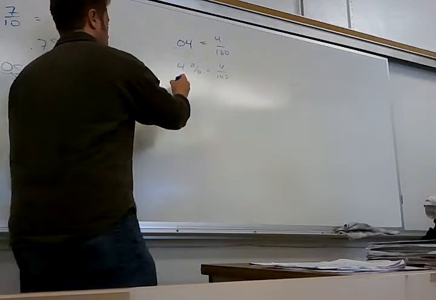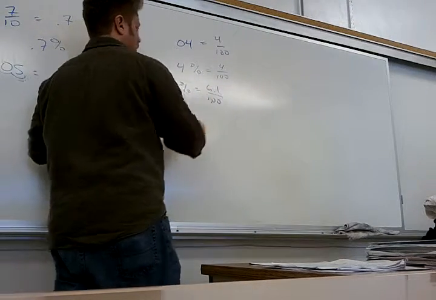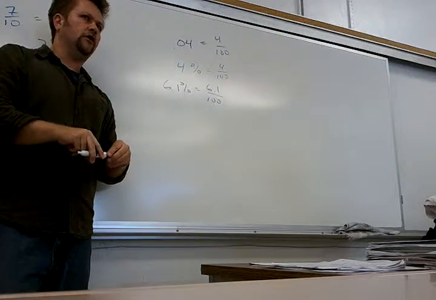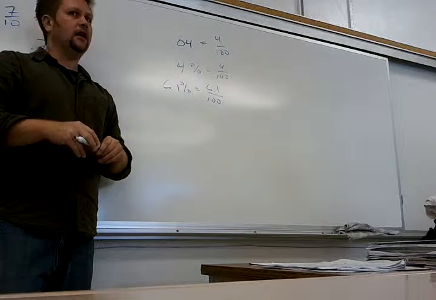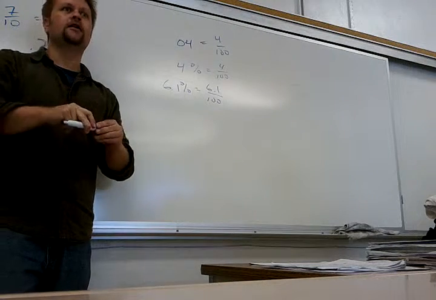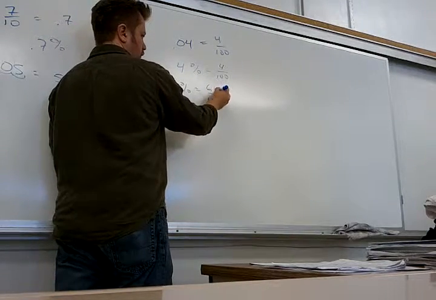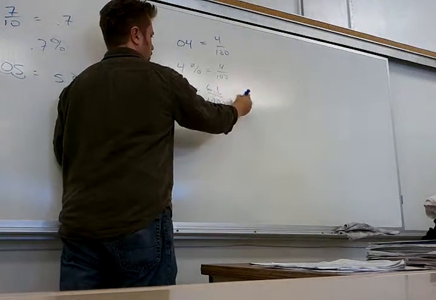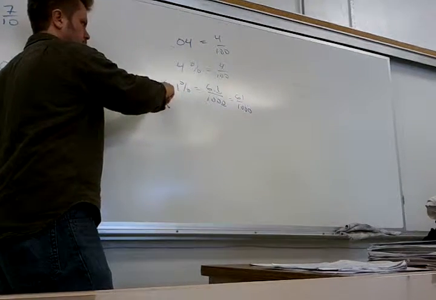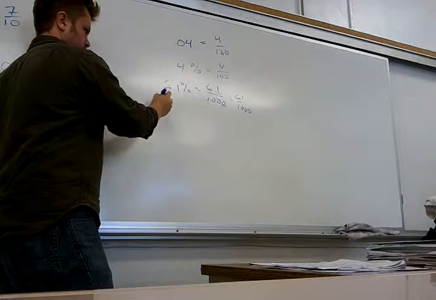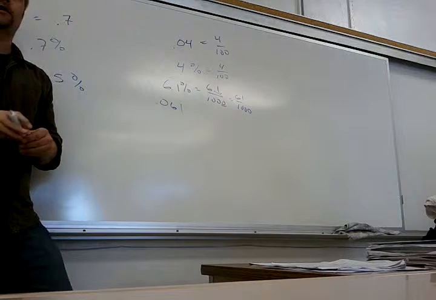The one time you've got to worry about it is if you get something like 6.1%. If you say 6.1 over 100, that's not right. Fractions are officially ratios of whole numbers. 6.1 isn't a whole number, right? So how would you express 6.1%? If I move the decimal over once, it's 61 over 1,000. And watch this. What would this be as a decimal? Tenths, hundredths, thousandths. See? It matches up both ways.